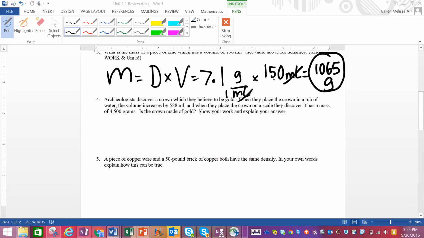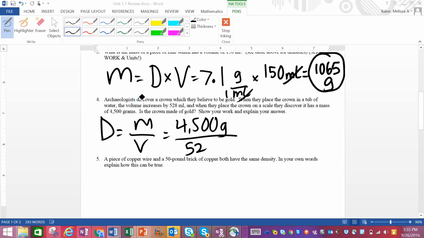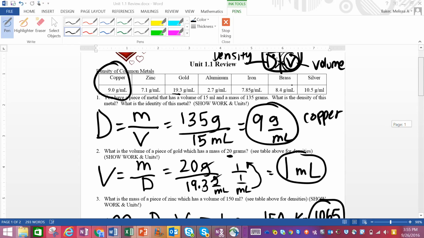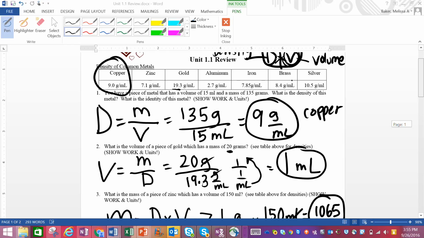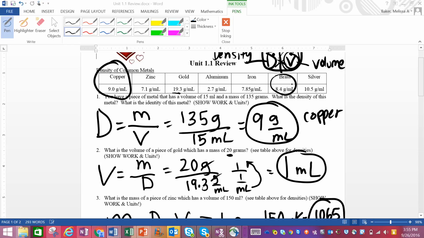Number 4, archaeologists discover a crown they think is gold. They put it in some water, the volume changed by 528 milliliters, and the mass was 4,500 grams. Is the crown made of gold? Well, let's figure out what the density was. Mass divided by volume, 4,500 grams divided by 528 milliliters. That comes out to be 8.5 grams per milliliter. So if we look at my chart, does that match the density of gold? No. Gold is 19.3 grams per milliliter. This is pretty close to brass.